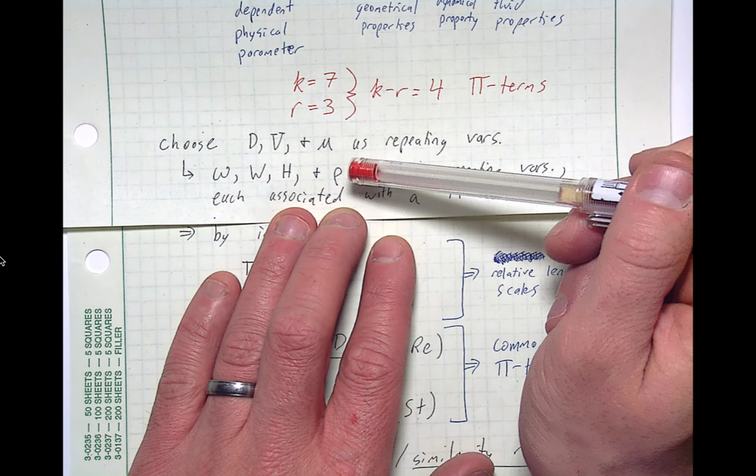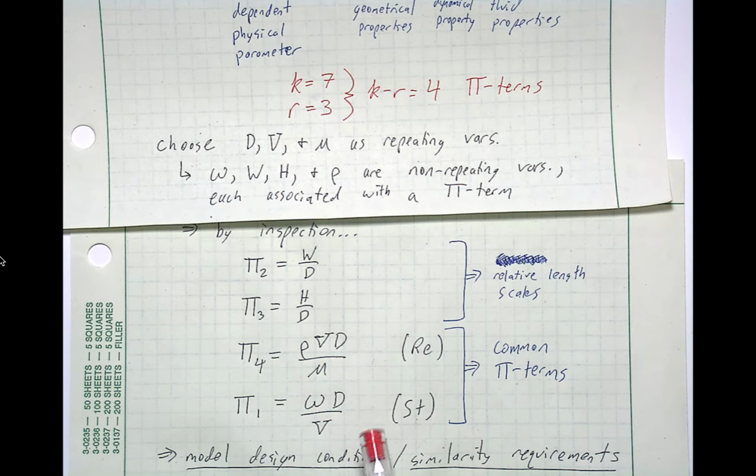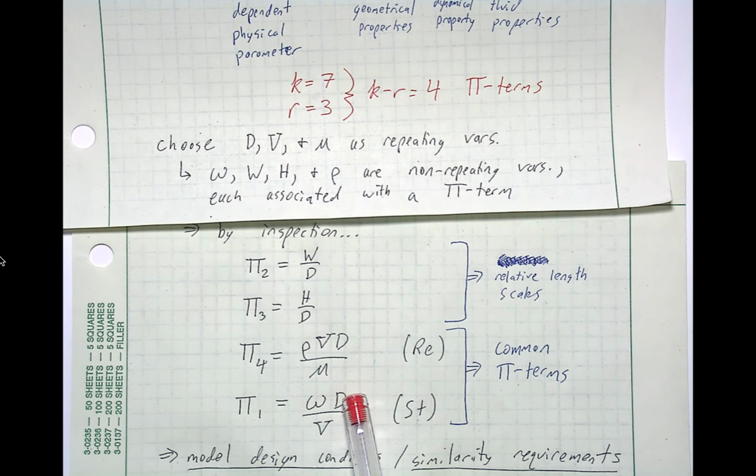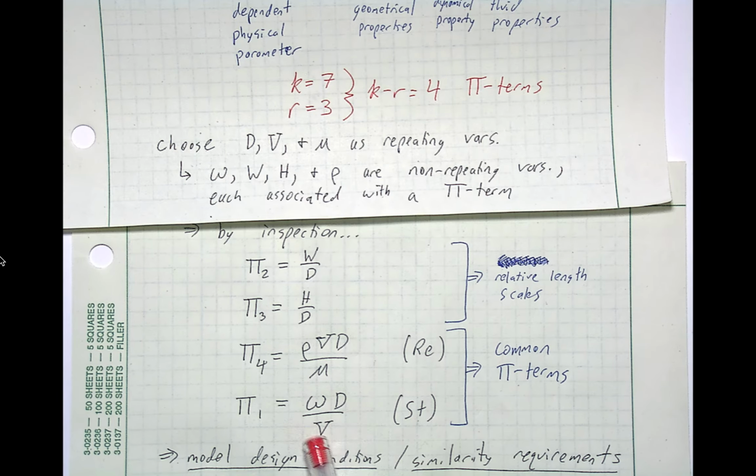And also from our common pi terms, the table in the book, whenever we have oscillatory behavior in a flow, we can relate it to the dynamical and geometrical properties of the system this way. It's just omega, which is 1 over time, times a length scale, which is a length. So we have length over time on the top and length over time on the bottom, where d and v are both repeating variables. Again, this can just be done by looking at the table of common pi terms, and then by inspection, just going right to that.